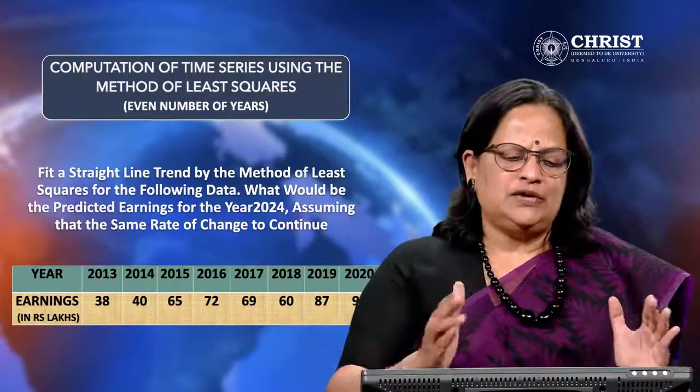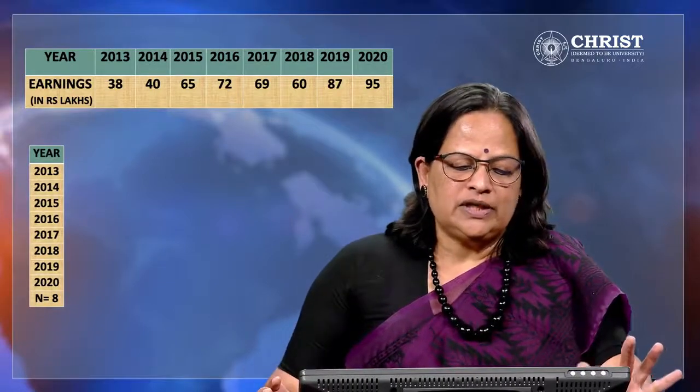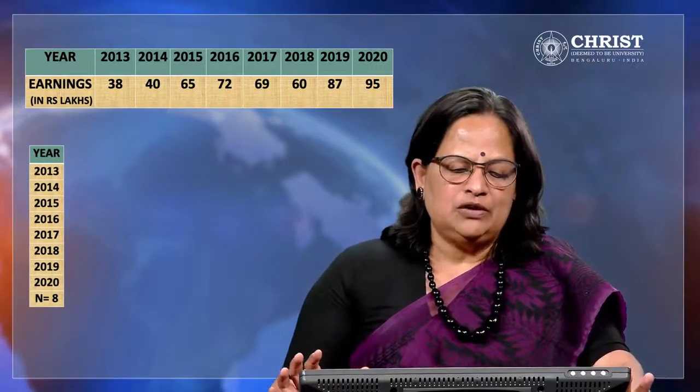Now the solution. The year is x. Here n is equal to 8, an even number of years. So you have to take the middle value for that. That means 2013, 2014, 2015, and 2018, 19 and 20. So 2016 and 2017 will be the mid values. So 2016 plus 2017 divided by 2. That is how you take the middle year.